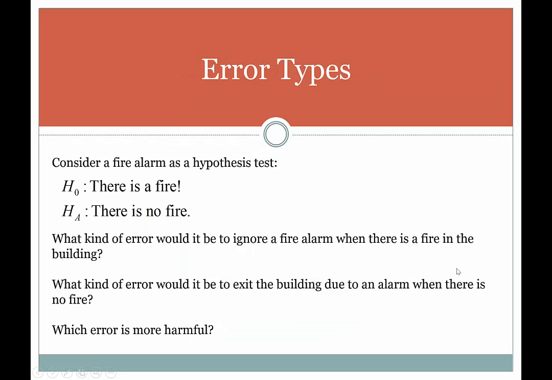Let's look at one more case. Consider a fire alarm as a hypothesis test, right? This is a very, I think, instructive example. So the null hypothesis would be that there is a fire. That would be your automatic default assumption. And the alternative is that there is no fire.